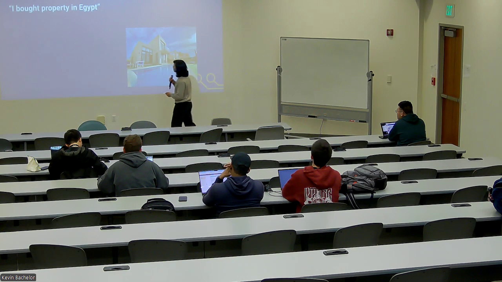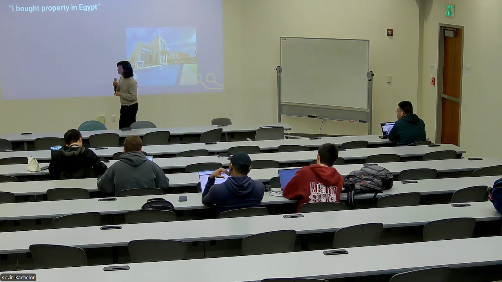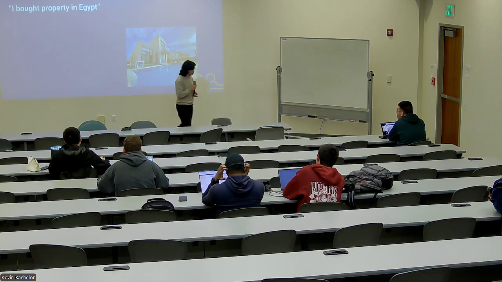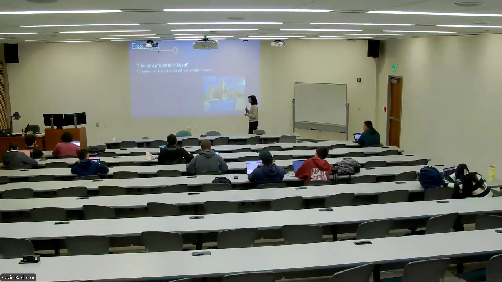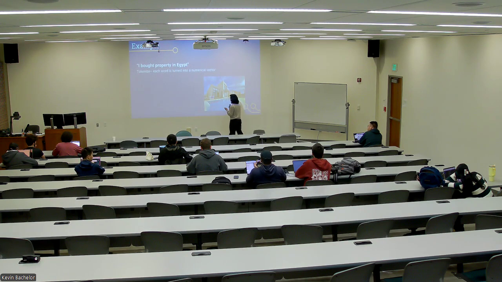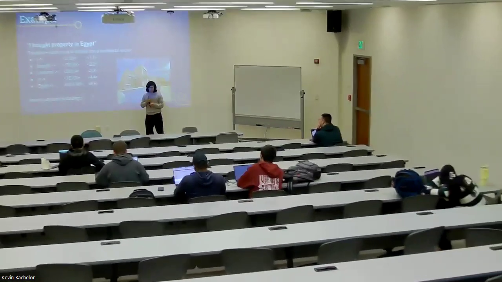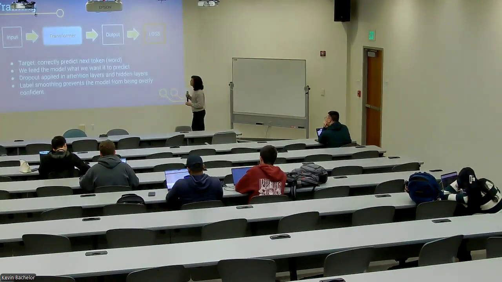So let's take the sentence again: "I bought property in Egypt." Originally, we tried to feed the sentence into the model directly. This didn't work. But when we try again, we tokenize it. So we turn each word and vectorize it into something that the model can do operations on. We take "I bought property in Egypt" and we vectorize it. Then we add positional encodings. This is very useful for us because we can do operations on it.